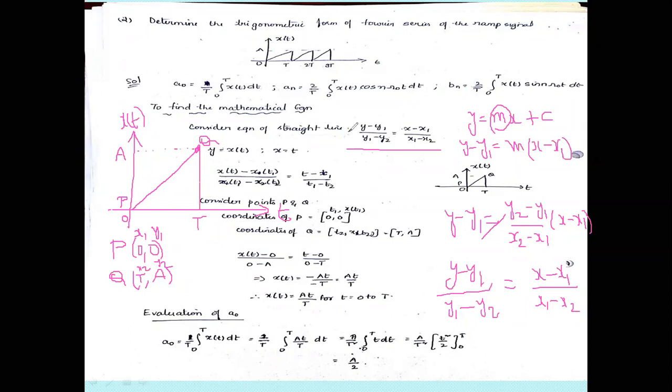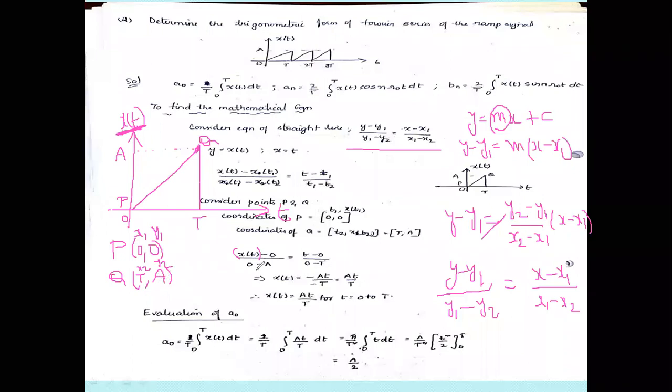Now you can substitute the values of y. What is y here? Y is nothing but the y-axis. In the y-axis there is the signal x of t. So I substitute y as x of t. You see here, x of t minus y1, what is y1? Y1 is 0. Whole divided by y1 minus y2, where y2 is A.